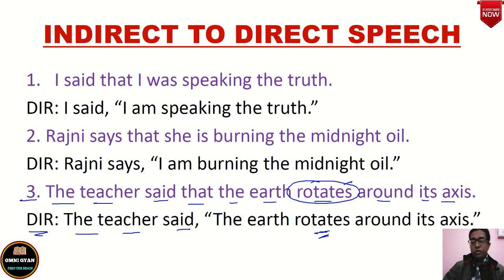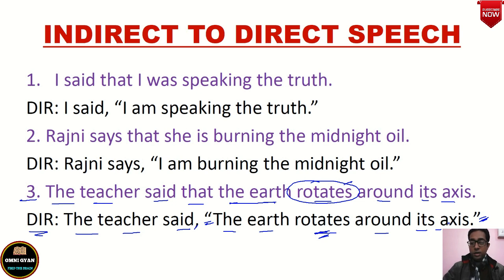Now here you need not use any personal pronoun because we are talking about the earth here. Okay, there are no human beings involved, so there is no problem. So you can use the word the earth only. The teacher said, comma, and then inverted comma start. The earth rotates, it will remain as it is because it is a maxim. Tense will not change. The earth rotates around its axis. Full stop and then inverted commas closed.